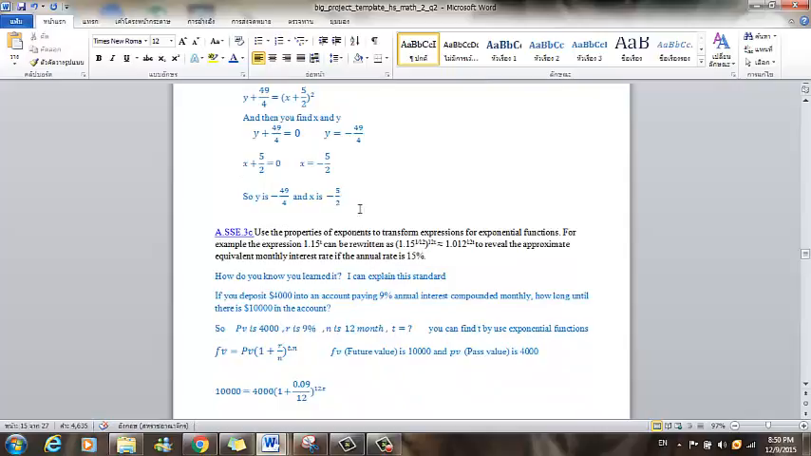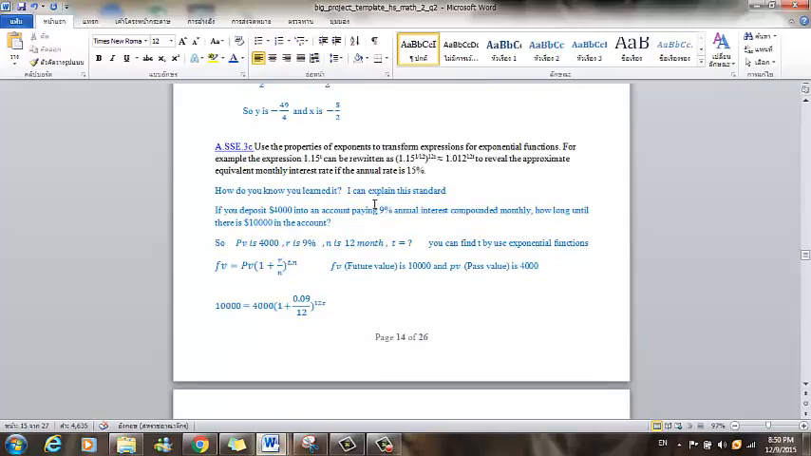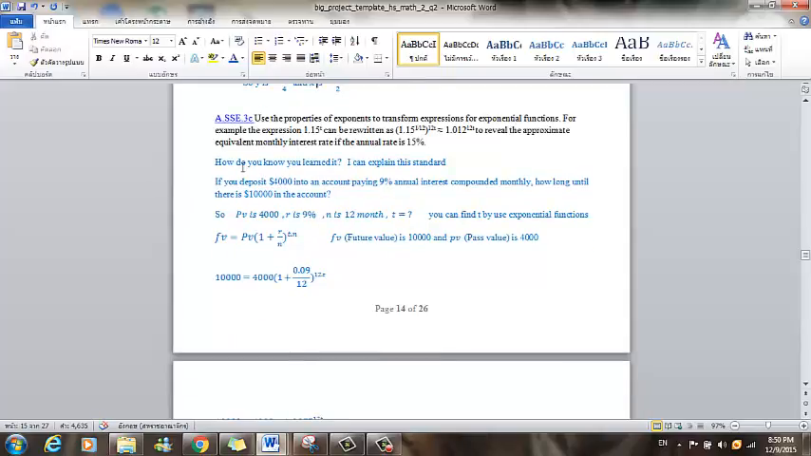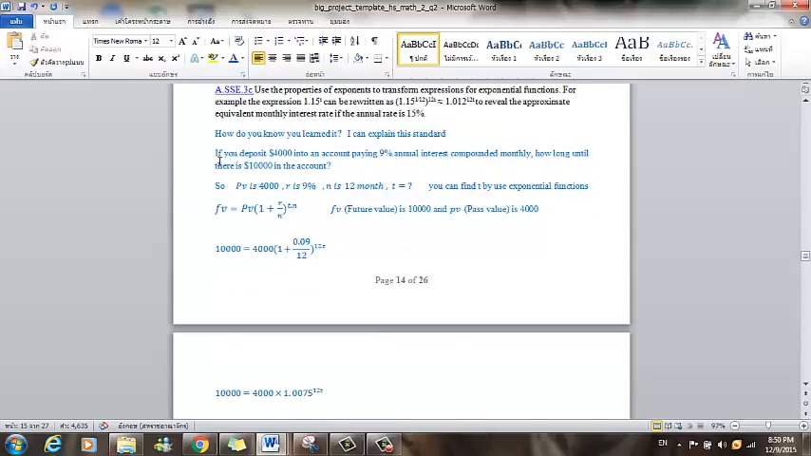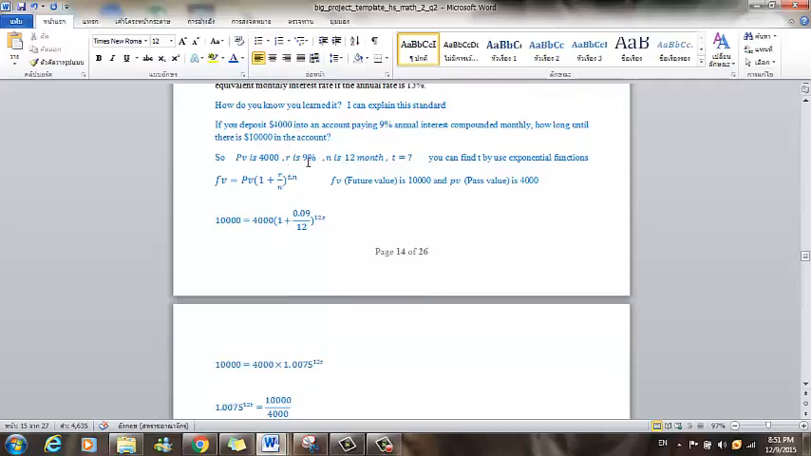For A.SSE.3a, this is exponential. So I can explain all this. This is how I know I learned it. This is the question: if you deposit 4,000 into an account paying 9% annual interest, compounded monthly, how long until there is 10,000 in the account?